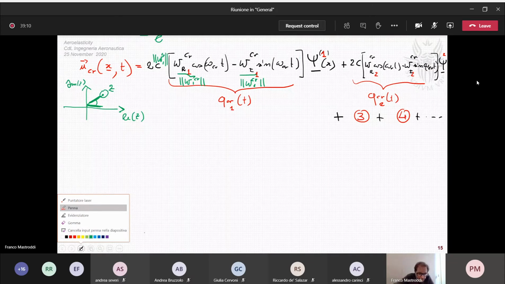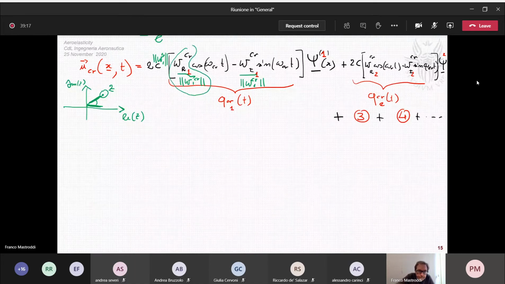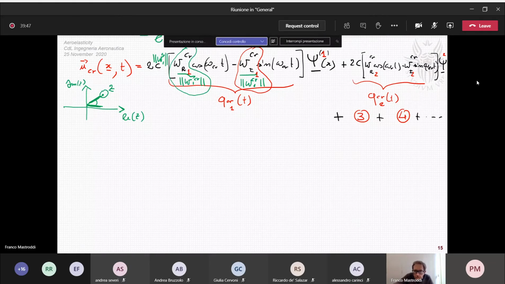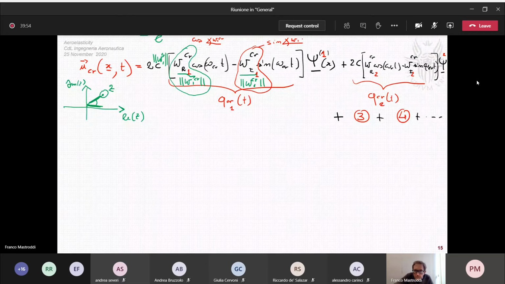So we have this quantity and this quantity representing the cosine of the phase of the complex number W1 critical, and this is the sine of the phase angle of the complex number W1 critical. And I can do the same here.